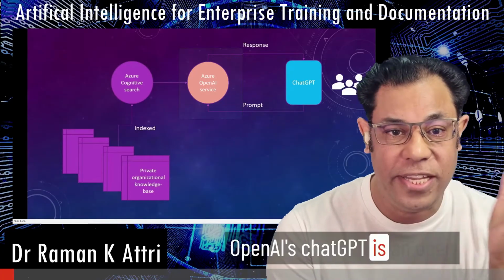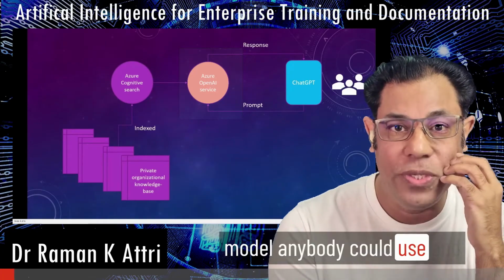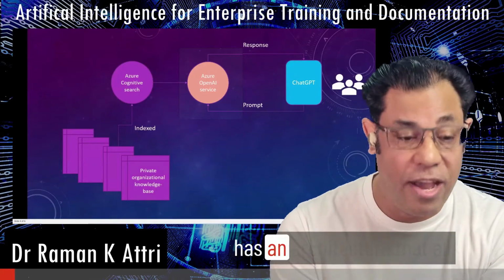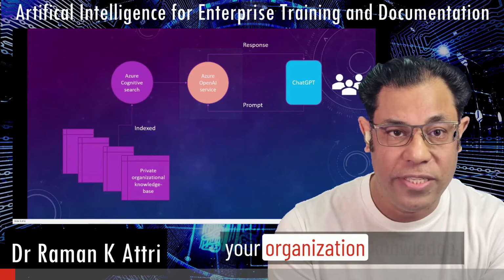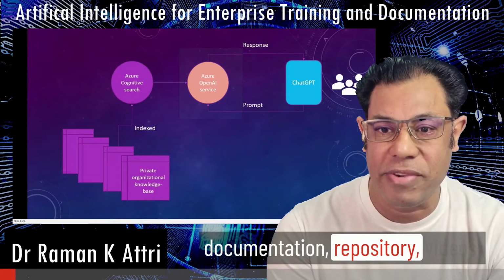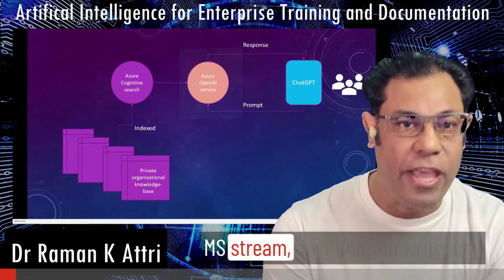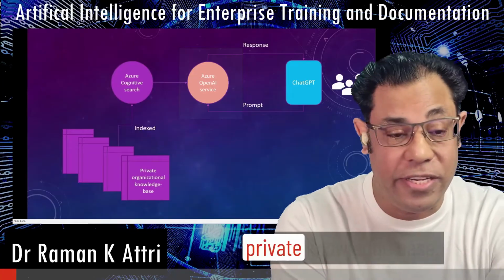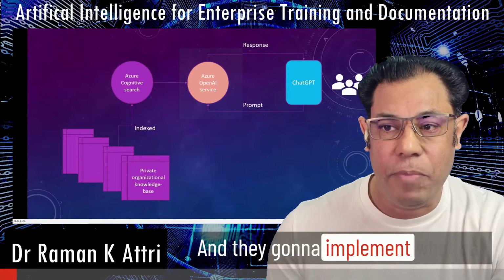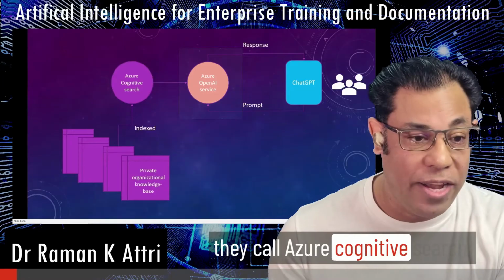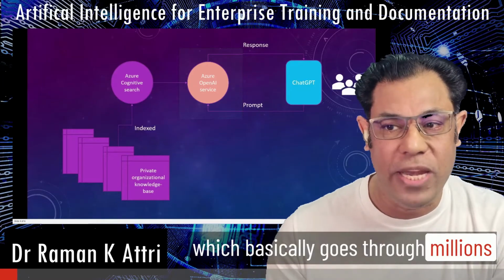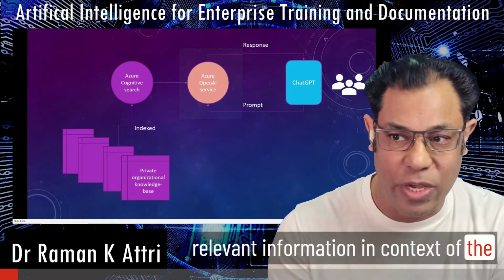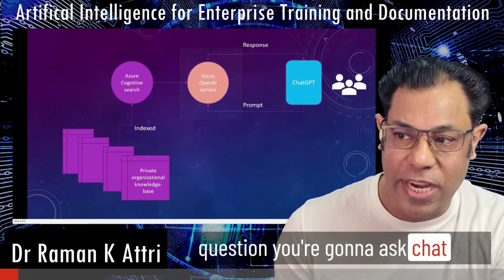OpenAI's ChatGPT is an open model. Anybody could use it, and it's going to read all your data. But Microsoft has an architecture where all your organization knowledge, documentation, repository, videos, MS Stream, anything you write, any documentation, design you have, stays in your organization's private knowledge base. And they're going to implement what they call Azure Cognitive Search, which basically goes through millions of documents to index the most relevant information in the context of the question you're going to ask ChatGPT.